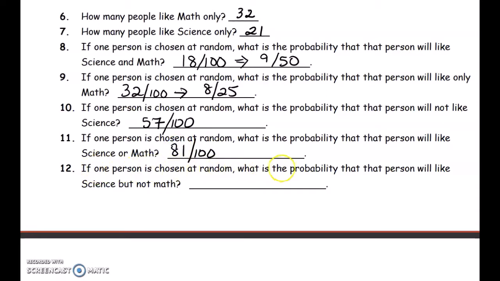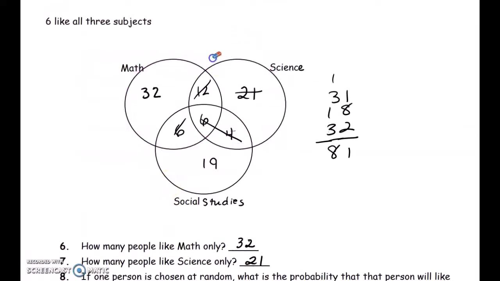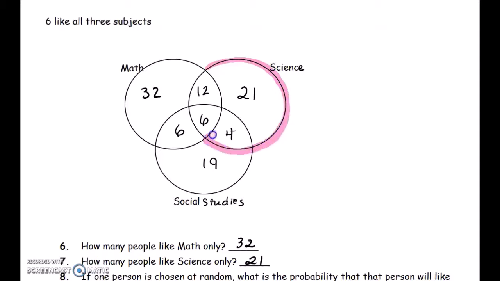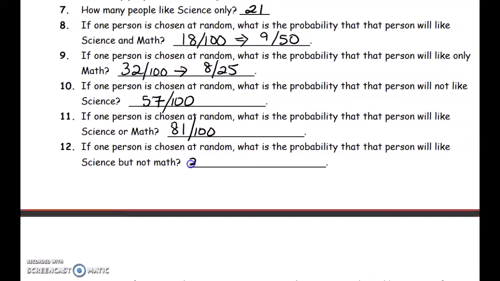If one person is chosen at random, what's the probability that the person will like science, but not math? So let me clean up my doodads here. So we want to like science, but not math. So that would be 25 out of the 100, or 5 goes into each of those. Isn't that 1/4?